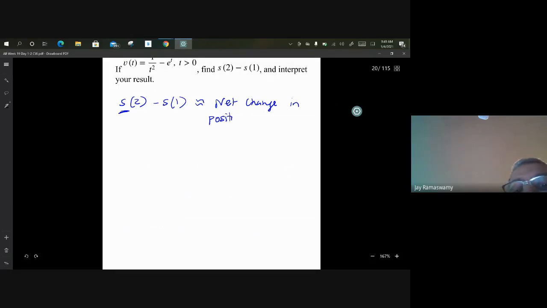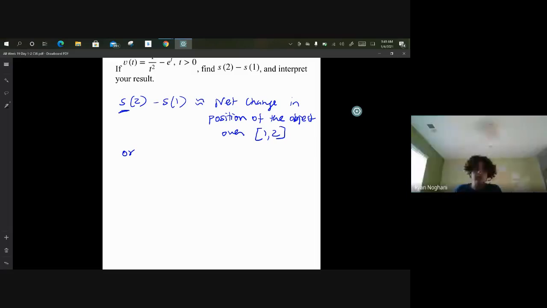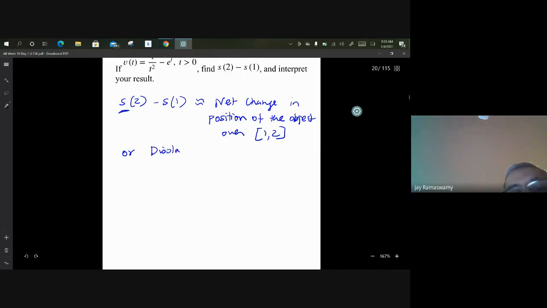So it is the change in position of the object over 1 to 2. Or it is also the integral of the velocity. No, we're still doing interpretations. Or it is the displacement. Thank you. It is the displacement of the object over 1 to 2. I will accept both on your homework.